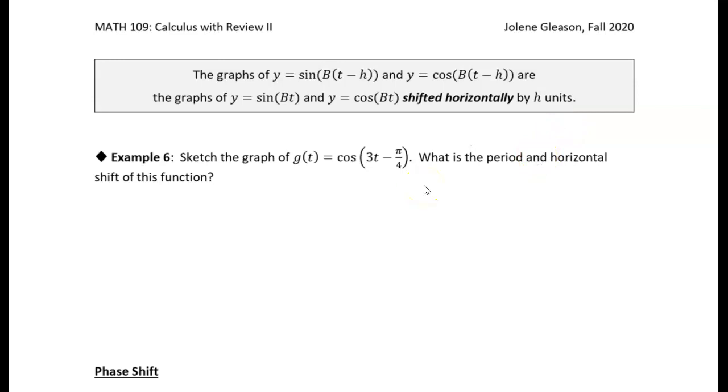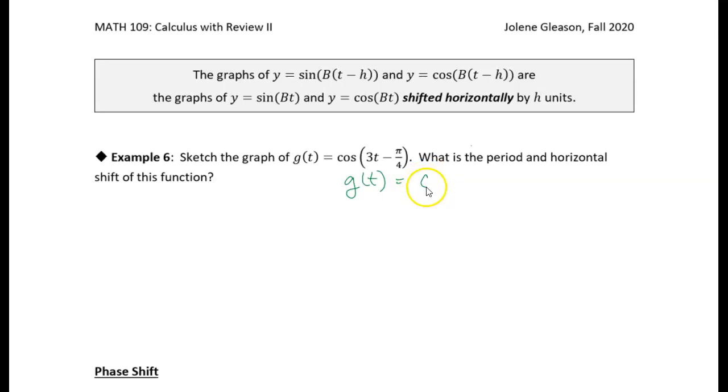All right, so let's take a look at another example. Here we have the cosine of 3t minus pi over 4. Let me rewrite g of t by factoring the 3 out of this 3t minus pi over 4. That way I can read the horizontal shift right off of this, because we're asked to find the period and the horizontal shift.